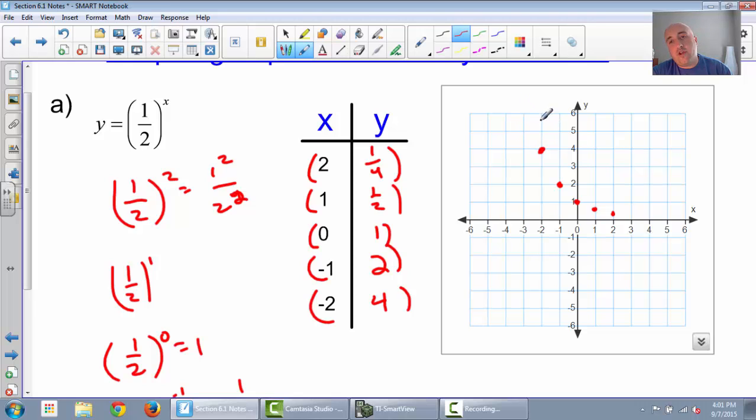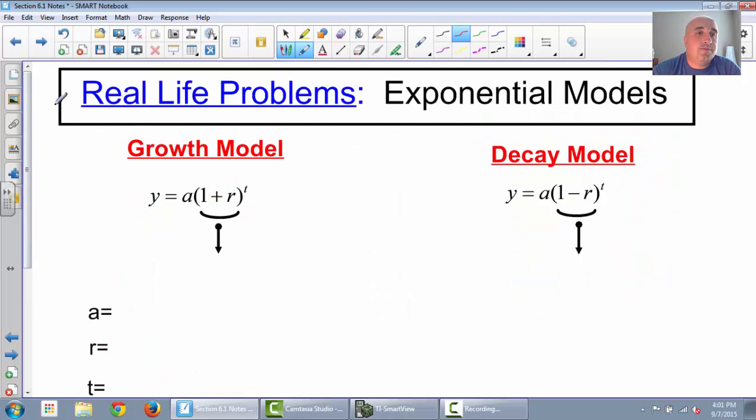So from left to right, we now have a decay function. And try to get as close to those dots as possible. And there we have our decay. Okay, so not too hard. We're still using the same numbers: 2, 1, 0, negative 1, negative 2. All right, so those are the math problems. Now we're going to look at some real life situations that come into play.